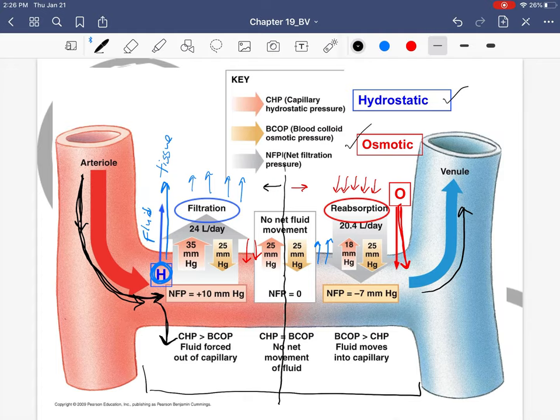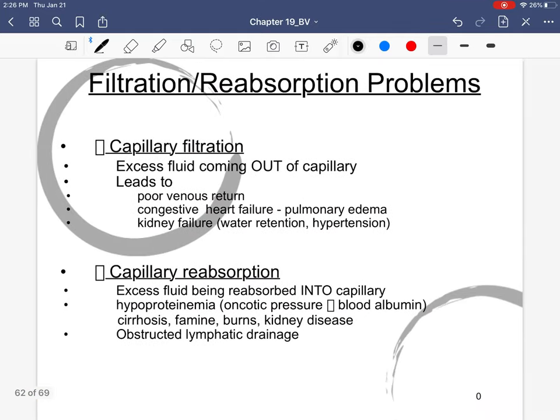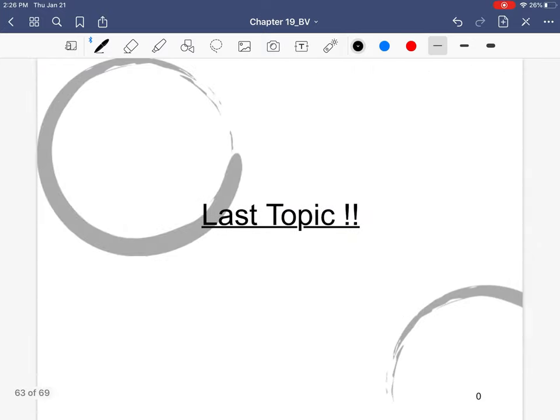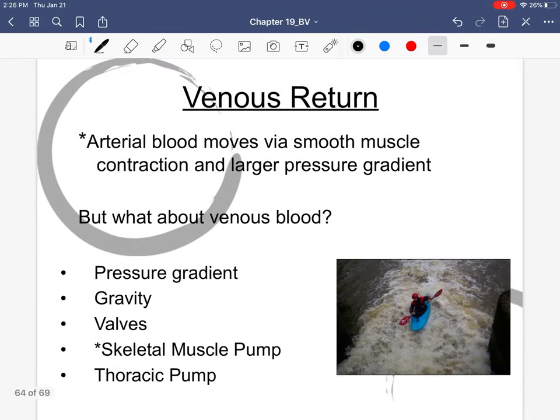So we've really covered it all. We've talked about how we move gases, nutrients, hormones. We've talked about how we move fluid into and out of the capillary and tissues. We've talked about what the net filtration pressure should be. Fantastic, my friends. Don't need to worry about this. We're going to skip that.